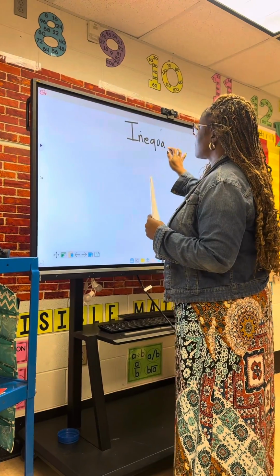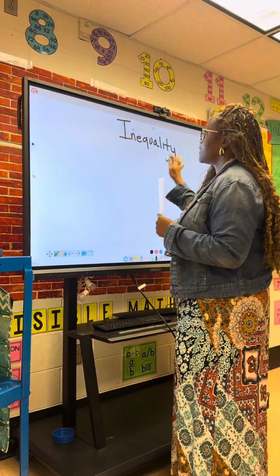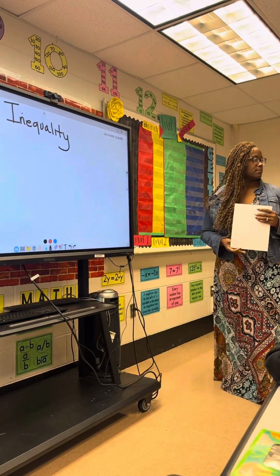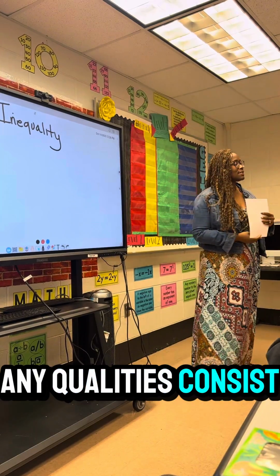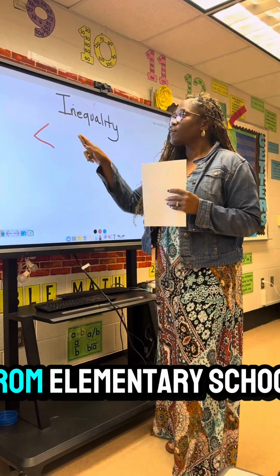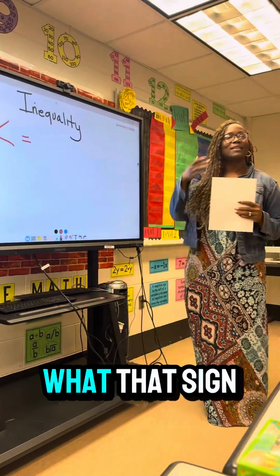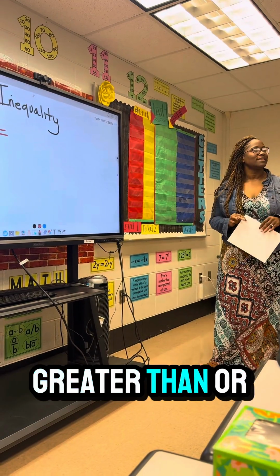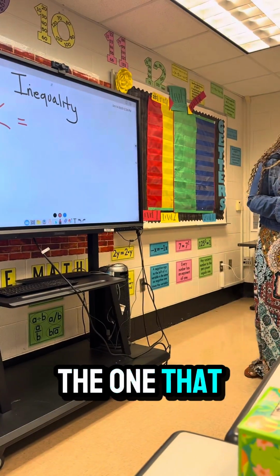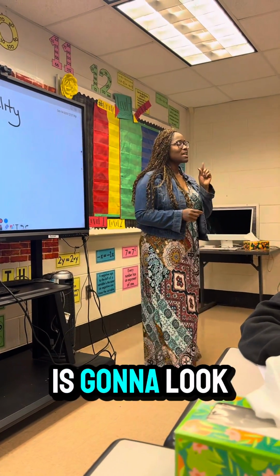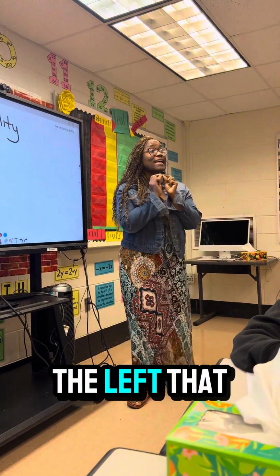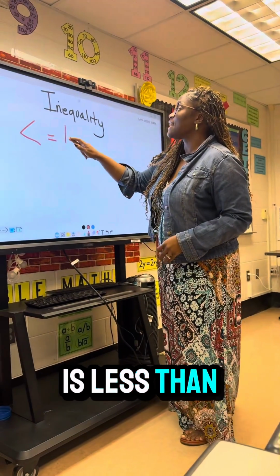Inequalities consist of 4 different signs. This is the one that you remember from elementary school. Does anybody remember what that sign stands for? Greater than or less than. Which one is it? Less than. Remember, the one that kind of looks like an L, one of them is going to look like a J. But the one that kind of looks like an L that's pointed to the left, that is less than.